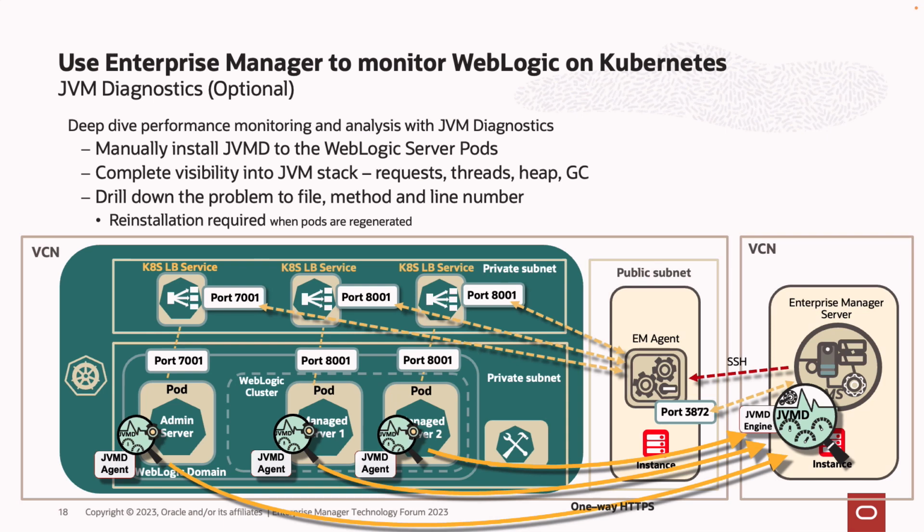As a limitation to this model, the JVMD agent deployment will be lost when the pod is regenerated. Therefore, reinstallation of the JVMD agent must be repeated every time when such event happens. If you want to have the JVMD agent persist in the WebLogic server, you can deploy it in the Docker image of the WebLogic so that the JVMD agent is pre-deployed when a pod is created.